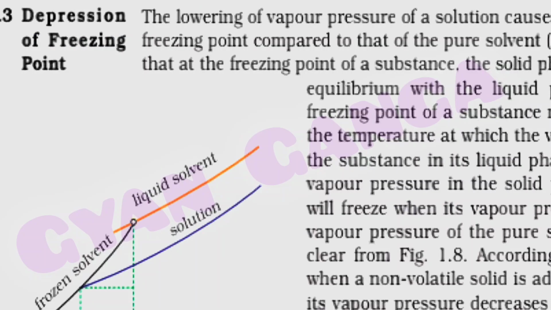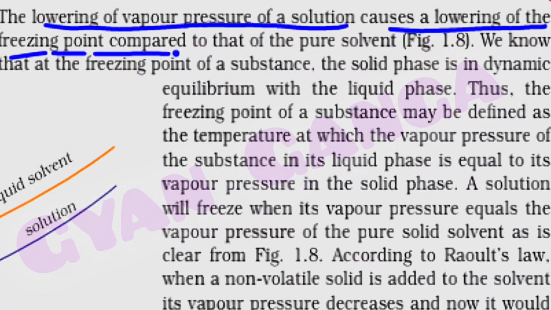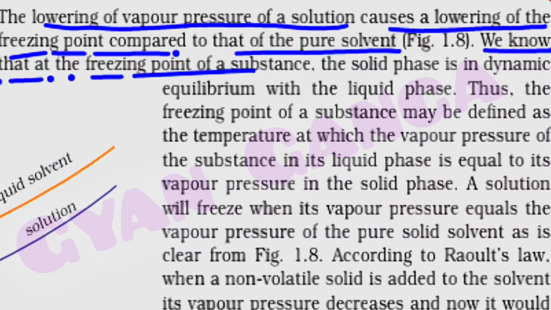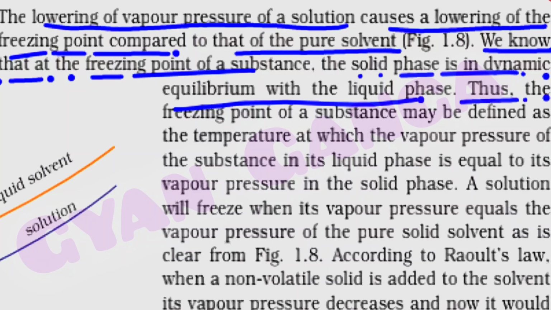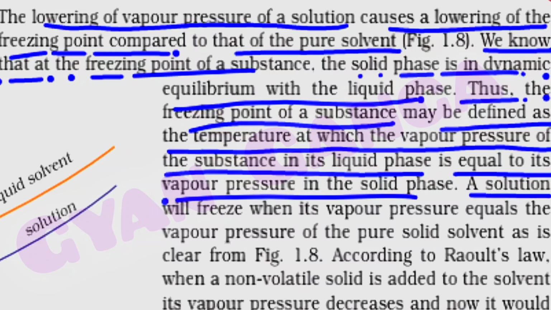Depression of freezing point. The lowering of vapor pressure of solution causes a lowering of the freezing point compared to that of pure solvent. We know that at the freezing point of a substance, the solid phase is in dynamic equilibrium with its liquid phase. Thus, the freezing point of a substance may be determined as the temperature at which the vapor pressure of the substance in its liquid phase is equal to its vapor pressure in the solid phase. A solution will freeze when its vapor pressure equals the vapor pressure of the pure solid solvent, as shown in figure 1.8.